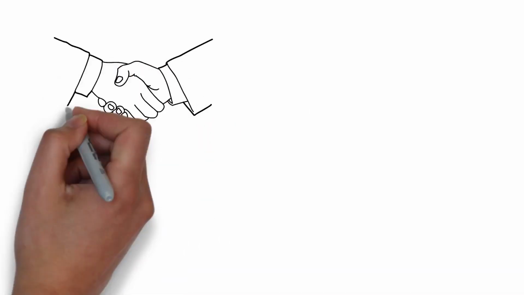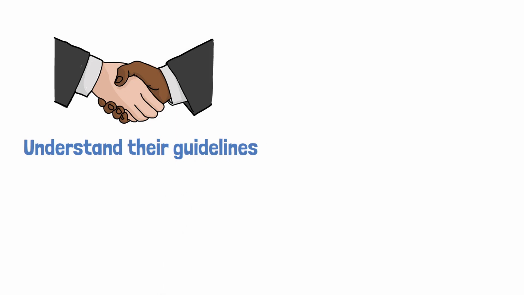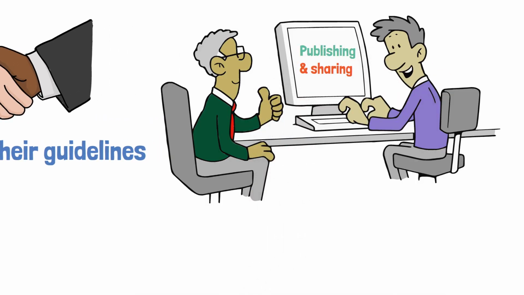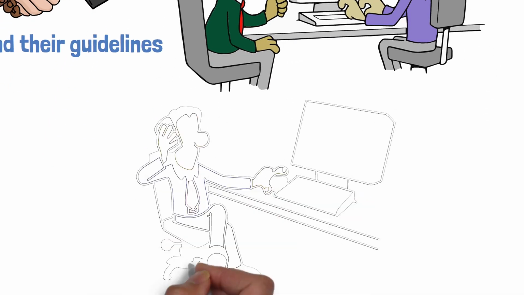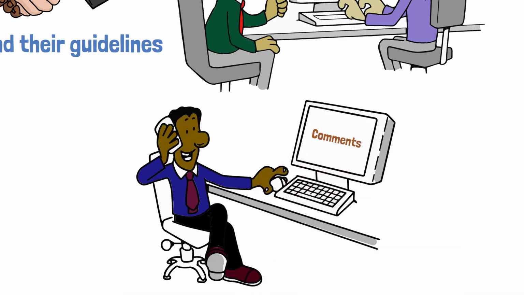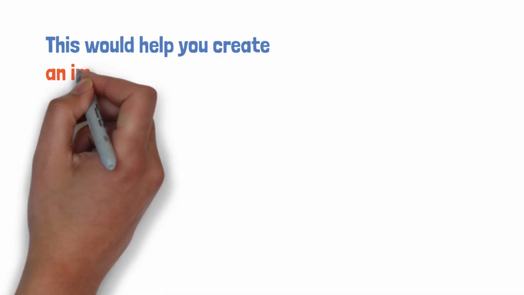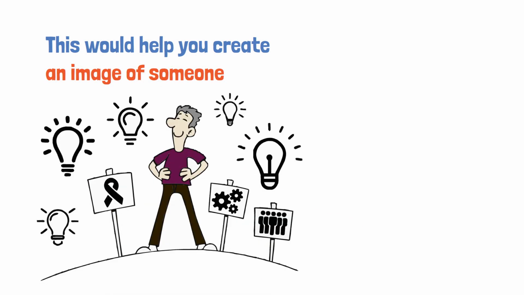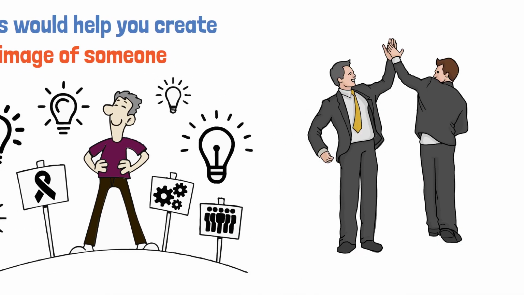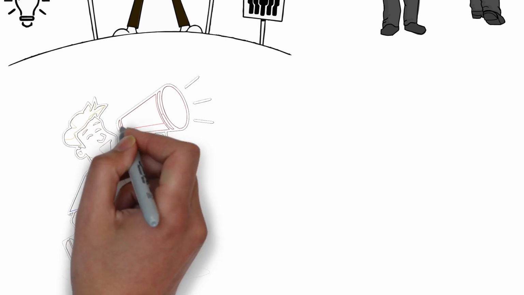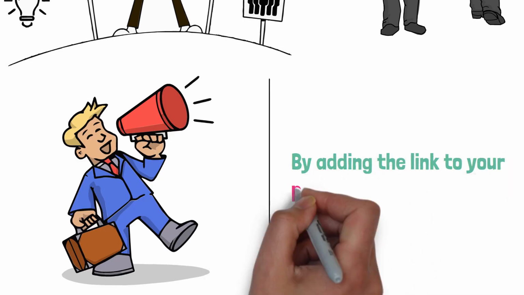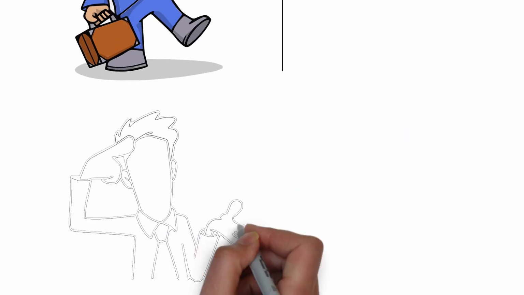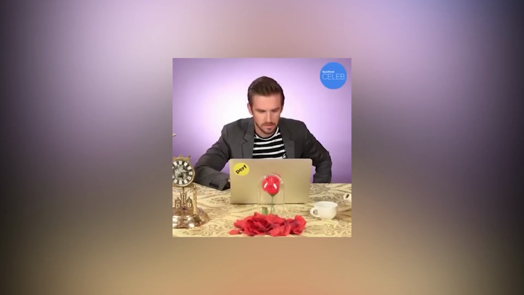Once you become a part of these communities and understand their guidelines, you need to start publishing and sharing valuable content for free and start communicating with the audience in the comments and helping them for free. This would help you create an image of someone who's an expert in this niche. Once you've become a participating member of the community, instead of promoting your products, a better way of doing this is by adding the link to your product on your profile. This is a smart and spam-free way of doing it.